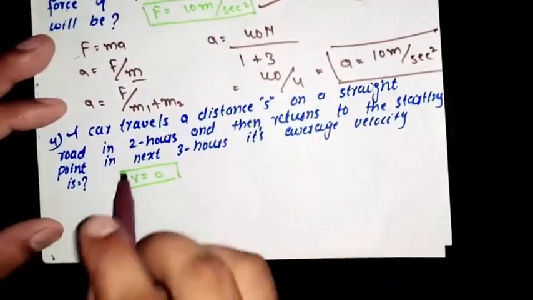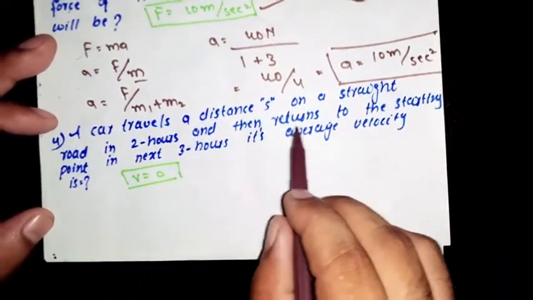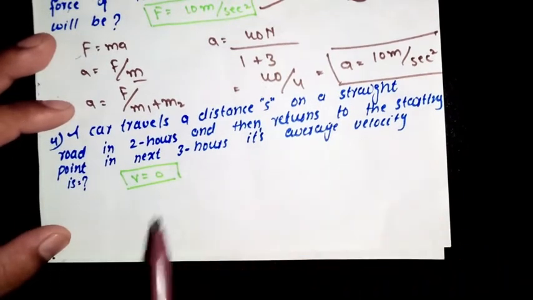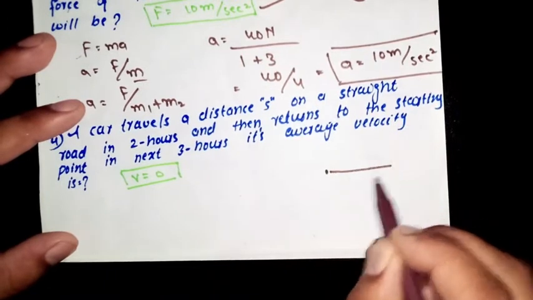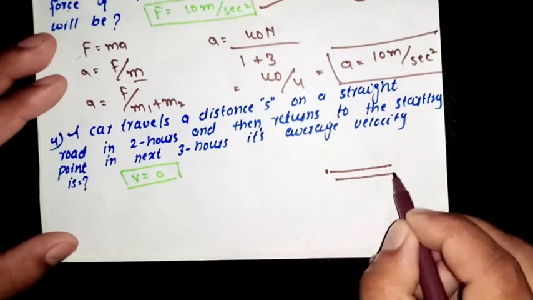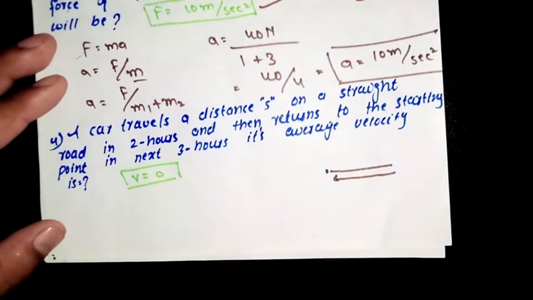Question number 4. A car travels a distance s on a straight road in 2 hours and then returns to the starting point in the next 3 hours. Its average velocity is? This is the starting point for the car. It covers some distance in 2 hours and then returns to the same point in 3 hours, and we need to find the average velocity of that car.